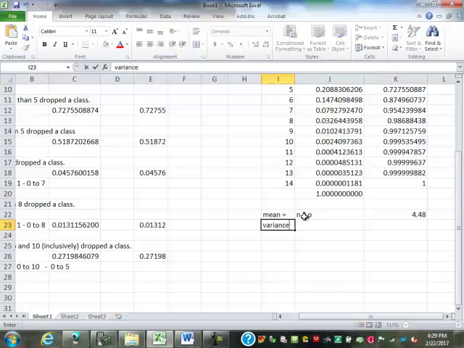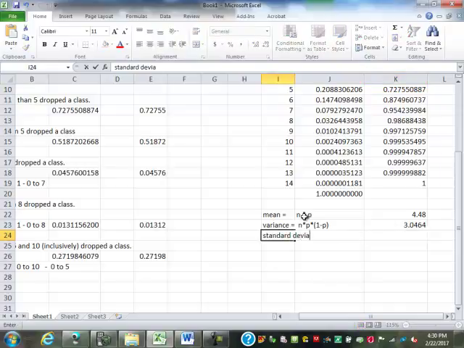The variance, that is n times p times 1 minus p. Now, some textbooks define q to be 1 minus p, but we're not going to worry about that. So that equals 14 times 0.32 times 1 minus 0.32, which will give us 3.046.